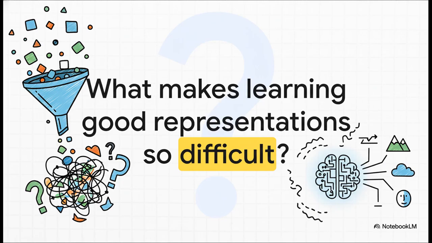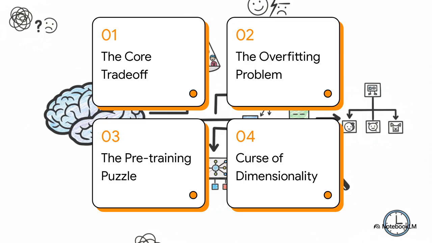I mean, we've got mountains of data, right? So why can't a machine just sort it all out? Well, that's the big question we're going to unpack today. And here's how we're going to tackle it. We'll look at 4 key hurdles. First, a core trade-off that's right at the heart of the whole thing, then the classic problem of overfitting. After that, a really weird puzzle about something called pre-training, and finally, we'll talk about the infamous curse of dimensionality. Okay, let's get into it.